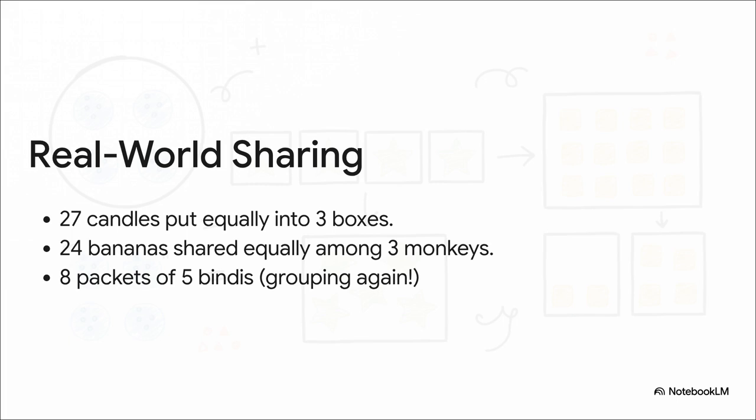8 packets of bindies with 5 in each. Wait a second. That gives us the small pieces to find the total. That's grouping again. The text brilliantly mixes these concepts up to prove a much larger point. Dividing is literally just grouping operating in reverse. If you know that 3 groups of 9 candles is 27, then you inherently already know that 27 candles divided into 3 boxes equals 9. They are literally just 2 sides of the exact same mathematical coin.